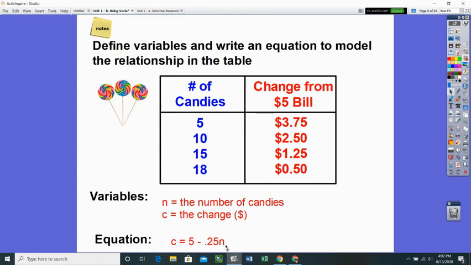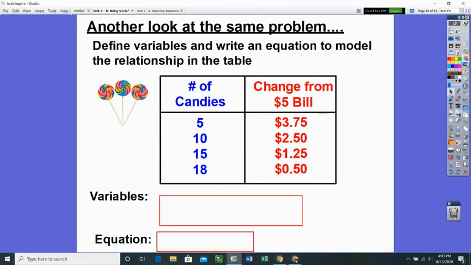Does this work? Well, if we put the 10 in and we take 25 cents times 10, remember we want to multiply before we subtract, that would be $2.50. And 5 minus 2.50 would indeed give us 2.50. And you can test any of these inputs for N, and you would see you would get the outputs. Now, what I'm going to do on the next page is kind of baffle you a little bit when you look and say, Mrs. Woodruff, that's the same problem.